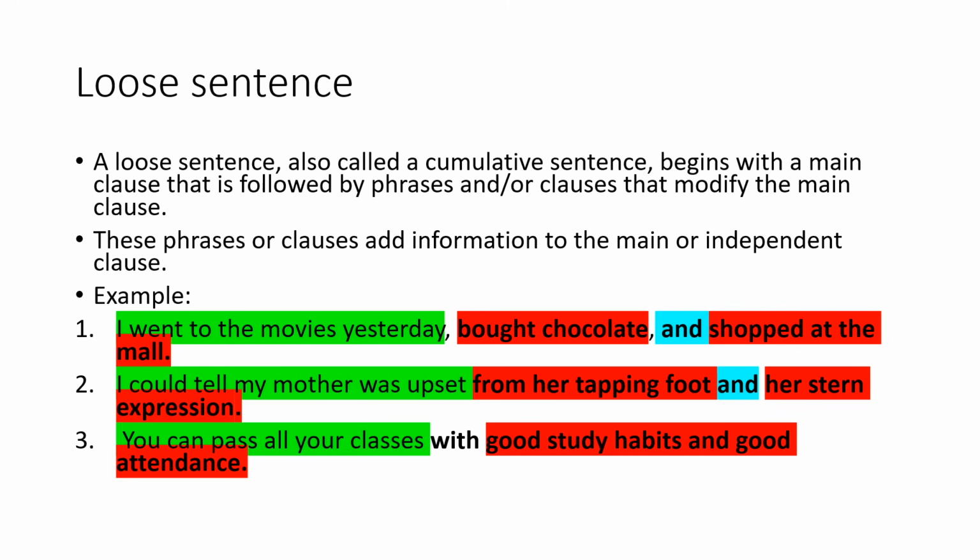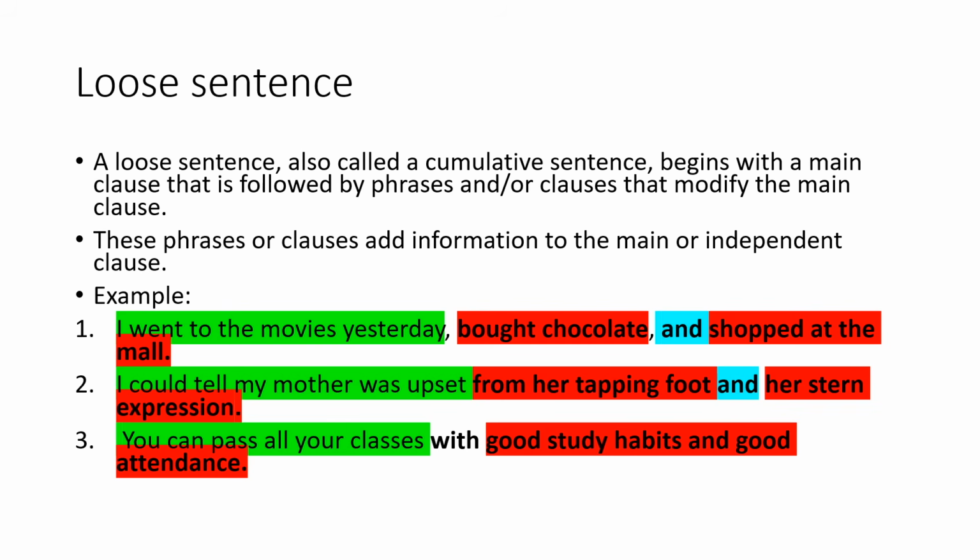Now let's look at number 2. I could tell my mother was upset from her tapping foot and her stern expression. By using the rhyme SNT, we will be able to determine that I could tell my mother was upset is the main or independent clause. From her tapping foot and her stern expression is telling us more about the mother. Therefore, that part of the sentence is an adjectival phrase.